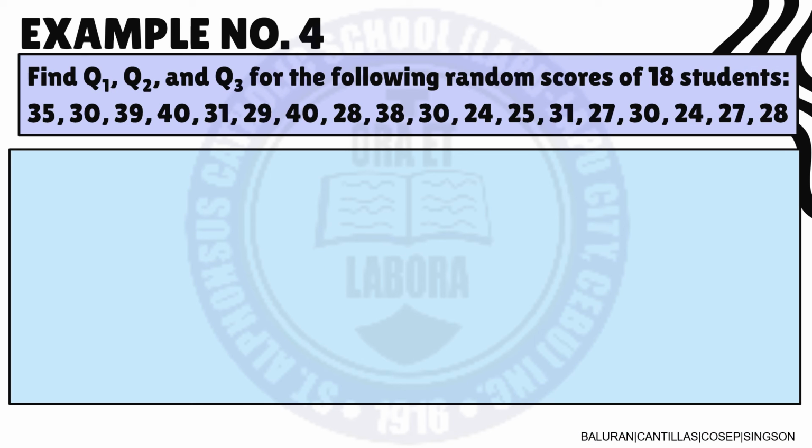Another example would be, find quartile 1, quartile 2, and quartile 3 for the following random scores of 18 students. Given the scores of 35, 30, 39, 40, 31, 29, 40, 28, 38, 30, 24, 25, 31, 27, 30, 24, 27, and 28.